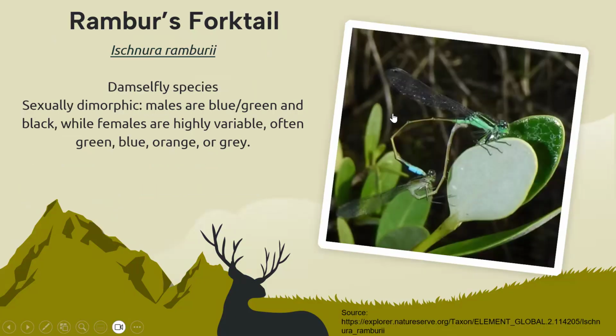And this is a prime example of an invertebrate right here. This was Rambur's forktail, Ischnura ramburii. It is a damselfly species. These are sexually dimorphic, as a lot of damselfly species are. Males are blue or green and black, while females are highly variable, often green, blue, orange, or gray. And I got this mating pair here, which I'm very happy with.